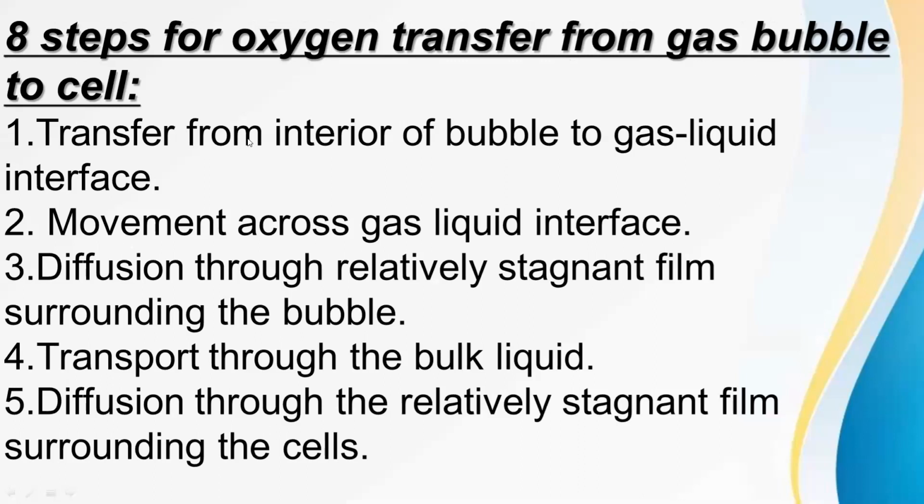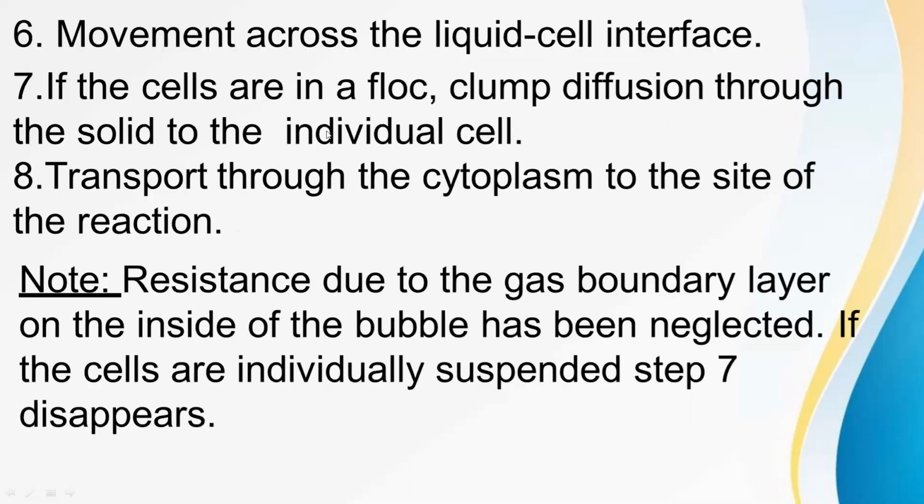The first one, transfer from the interior of the bubble to the gas liquid interface. Second, movement across the gas liquid interface. Third, diffusion through the relatively stagnant film surrounding the bubble. Fourth, transport through the bulk liquid. Fifth, diffusion through the relatively stagnant film surrounding the cells. Sixth, movement across the liquid interface, or the solid liquid interface. Seventh, if the cells are in a floc or clump, diffusion through the solid to the individual cell. Then eighth, transport through the cytoplasm to the site of the reaction.